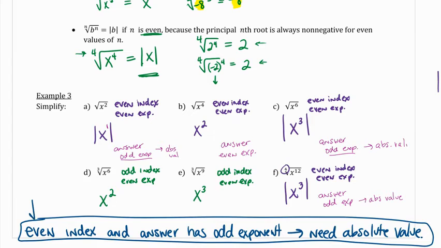By the way, this is only with variables. If you're dealing with numbers, you don't have to worry about any of this. This is only if there's variables in the radical. Then we have to think about that rule. Okay. All right, I'm going to pause here again for a quick question. So answer that, and then you can come back.